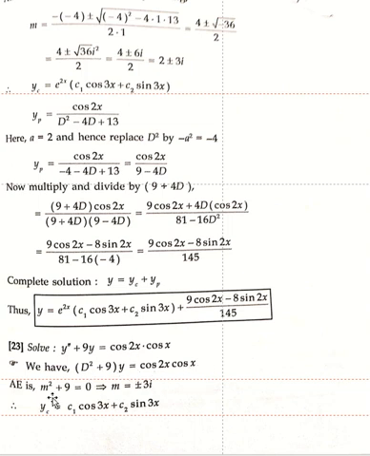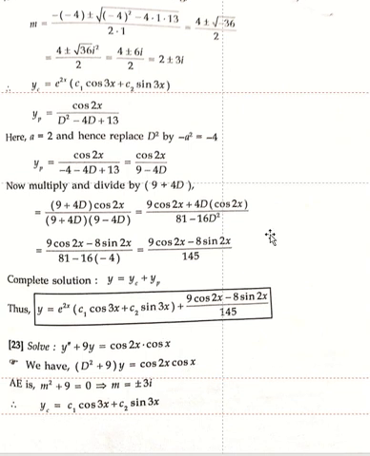Here, what is the auxiliary equation? The auxiliary equation is m square plus 9 is equal to 0. That implies m square is equal to minus 9. Take the square root on both sides. Therefore, m is equal to plus or minus square root of minus 9, which is plus or minus 3i. Therefore, yc for this complex root, plus or minus i into 3, is yc equal to c1 cos 3x plus c2 sin 3x.